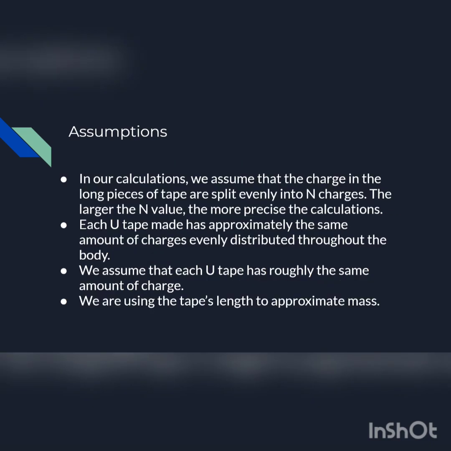The assumptions. In our calculations, we assume that the charge in the long pieces of tape is split evenly into n charges. The larger the n value, the more precise the calculations. Each U-tape made has approximately the same amount of charge evenly distributed throughout the body. We also assume that each U-tape has roughly the same amount of charge. And to calculate the approximate mass, we're going to use the tape's length and density.